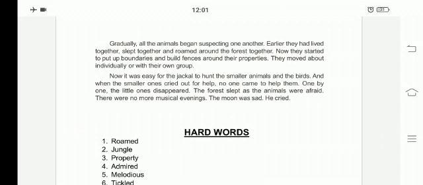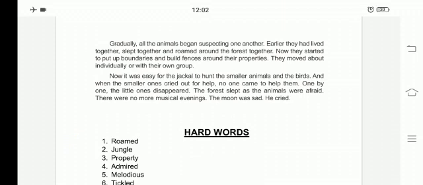ones cried out for help, no one came to help them. One by one the little ones disappeared. The forest slept as the animals were afraid. There were no more musical evenings. The moon was sad. He cried.